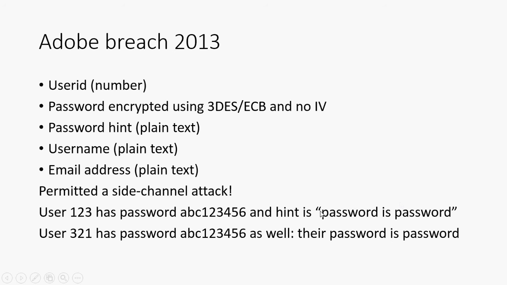People put numbers 1 to 8, the usual password, open sesame. Some of them put the password in the hint, and of course the hint is readable because it's in plain text. So guess what then, when I look at user 321 and I notice that their password is also encrypted as ABC123456, guess what? I can now deduce that this user's password is also "password", because I know that the encryption will always do the same thing every time.